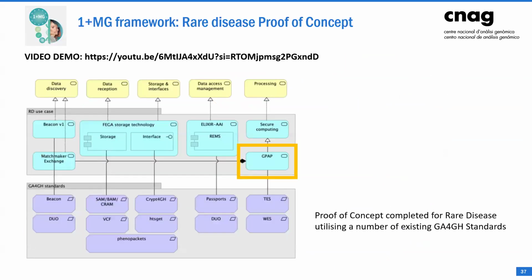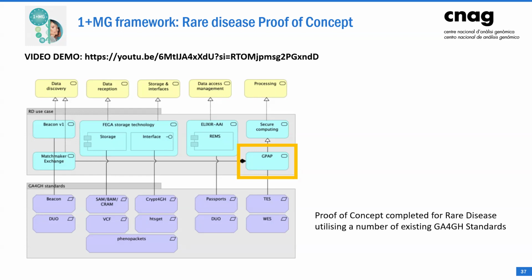And yes, so these federated use cases that we are developing in Spain was first done within the 1+MG framework with the proof of concept of the rare disease use case. So here I put the link to a demo where you can see the overall workflow of a clinician or a geneticist accessing a platform and wanting to have more information on a genomic variant that is in another system.